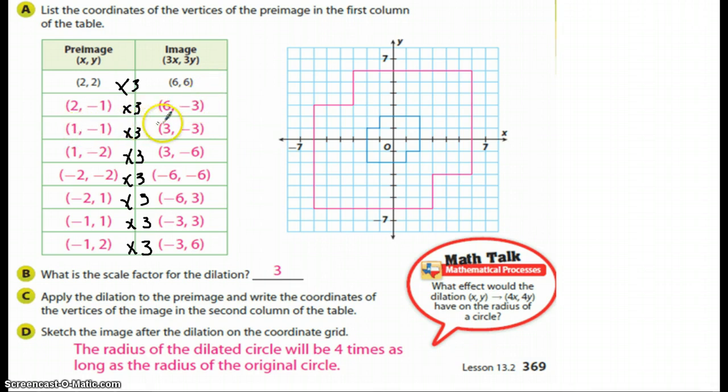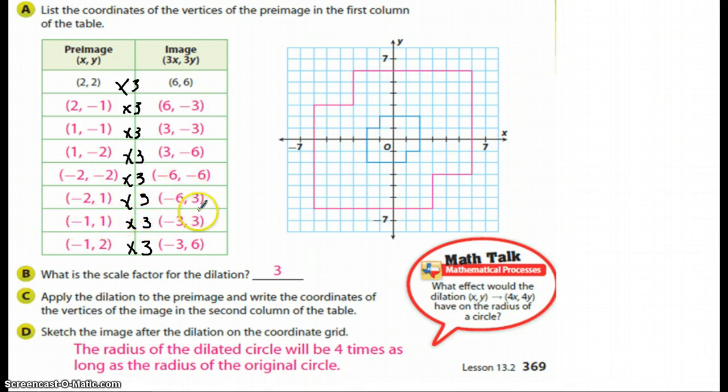3 times 1 is 3, and 3 times a -1 is a -3. So here's another vertex. 3 times 1 is 3, and 3 times a -2 is a -6. Remember the rules of integers, that a positive times a negative gives us a negative. So here, 3 times a -2 is -6. 3 times 1 is 3, and 3 times a -1 is -3.